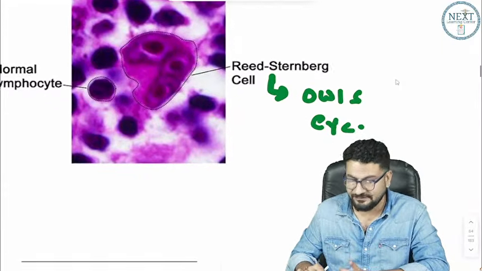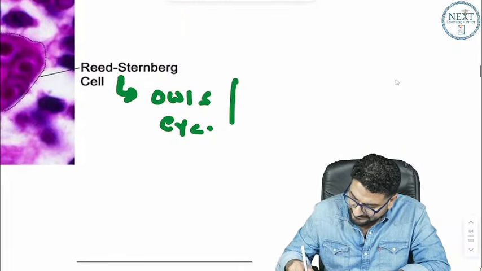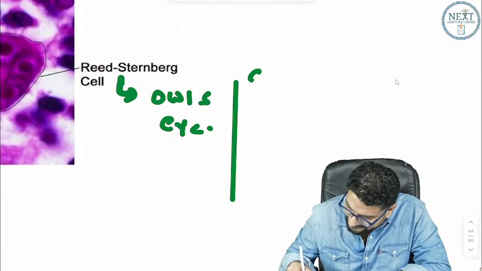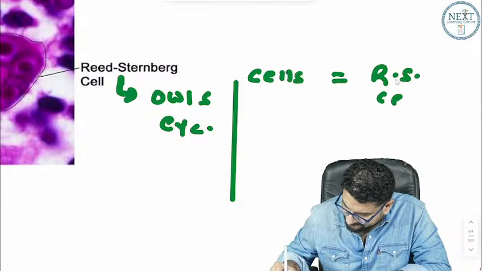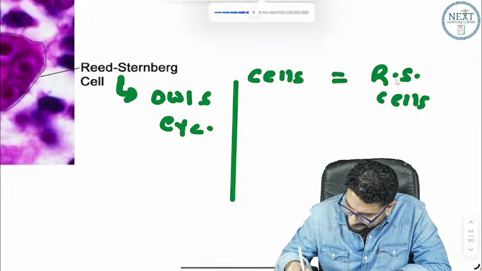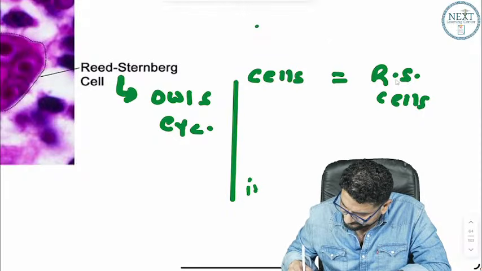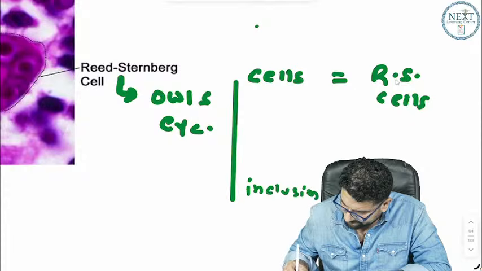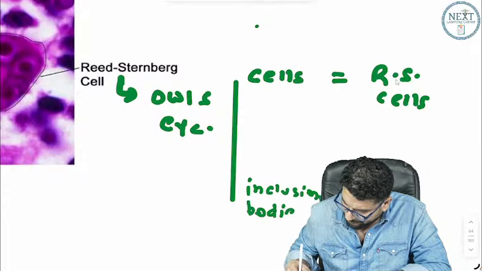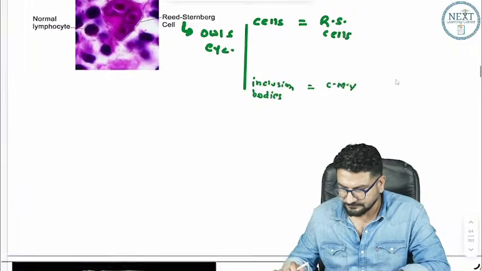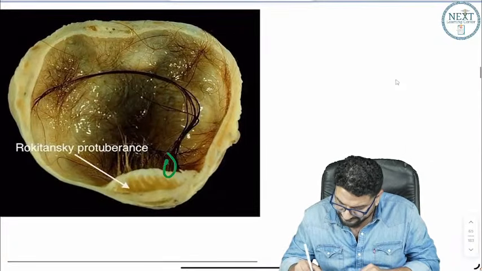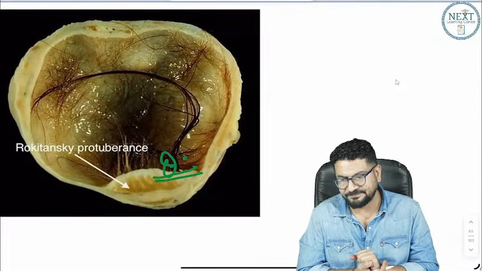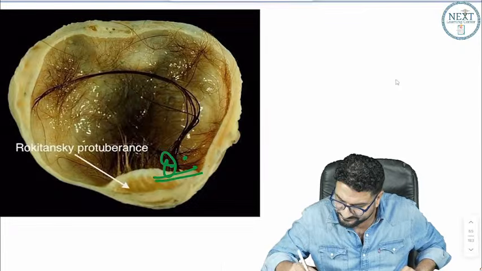Where will we see it? CMV. So owl's eye cells are Reed-Sternberg cells. Owl's eye inclusion bodies are seen in CMV. Right? Okay, now what is this? This is called Rokitansky protuberance. Even this image came in exam, so that's why I've added this image. Rokitansky protuberance.